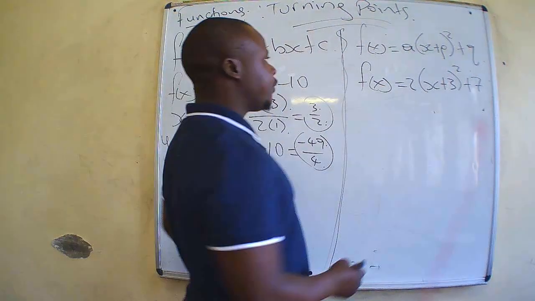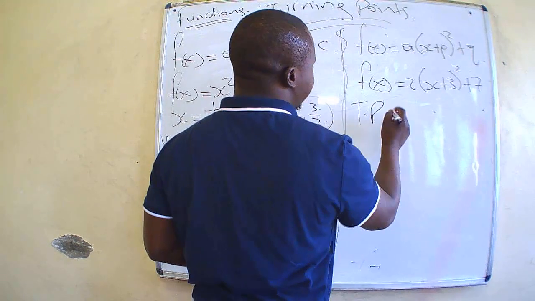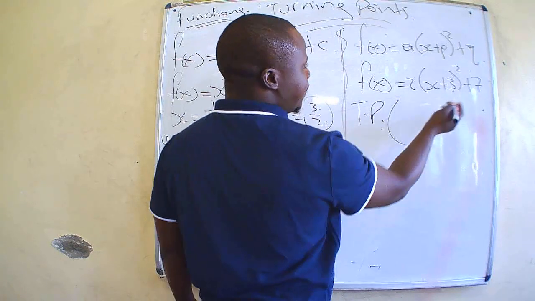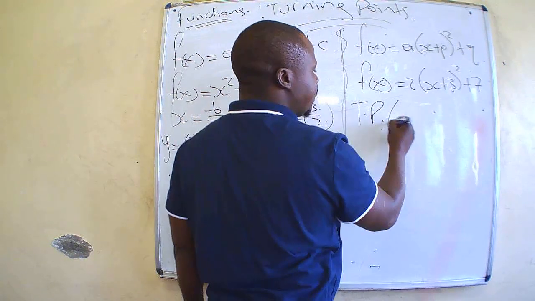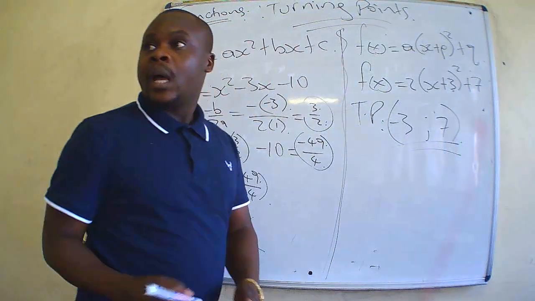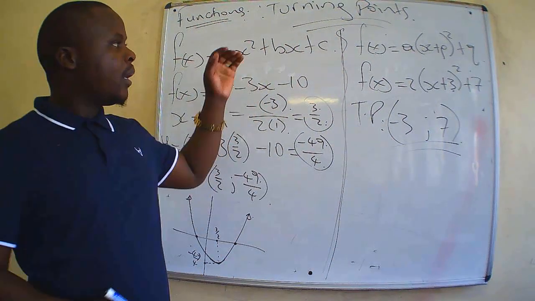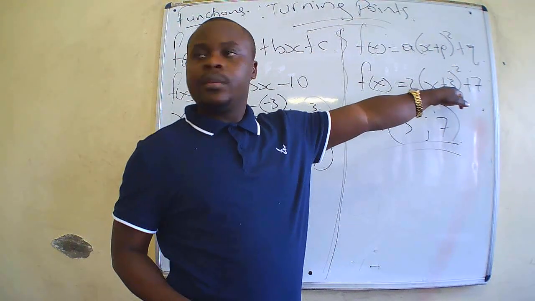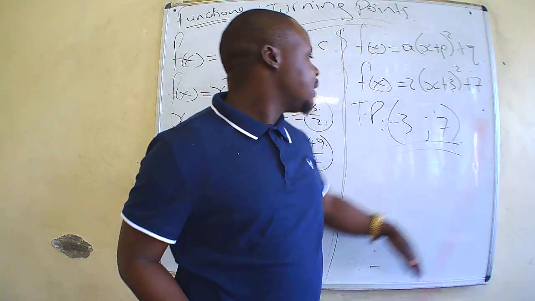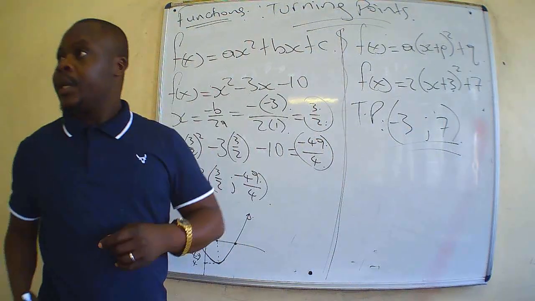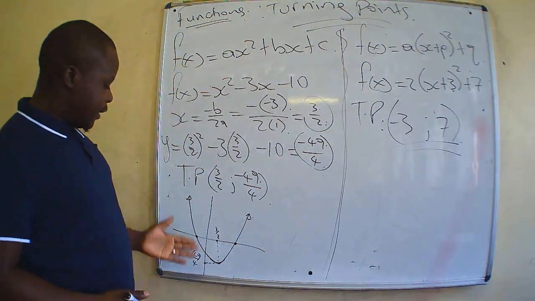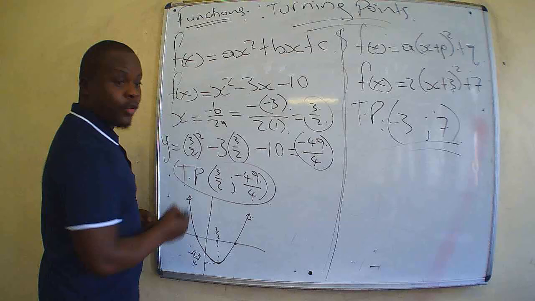But if you are given this format here, finding the turning point is very easy. You are going to have the value of x by just changing the sign. The positive 3 becomes minus 3, and then we have 7. This becomes our turning point. Just take note of this x value and your y value in this case. So you have a turning point which can be given as minus 3, 7. That is the turning point from this format.